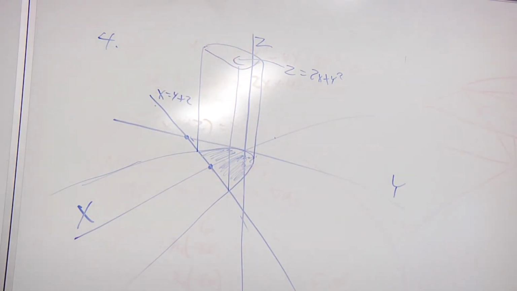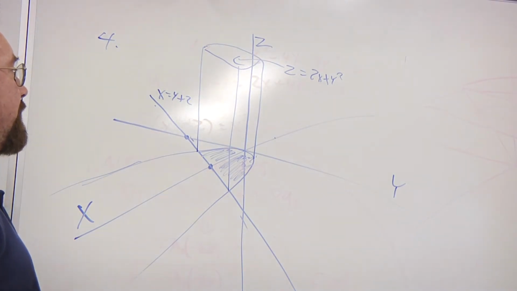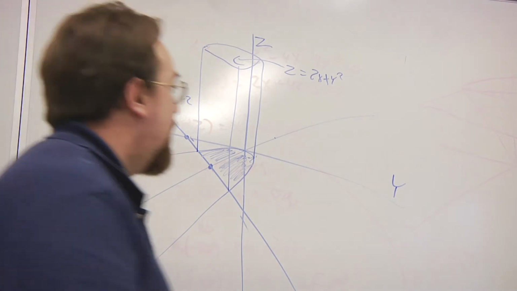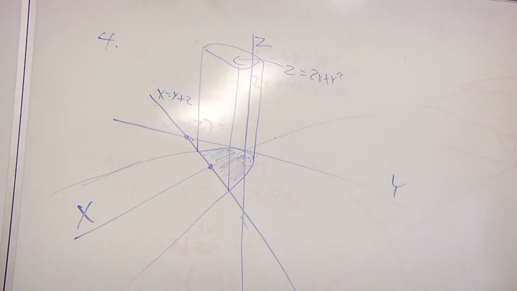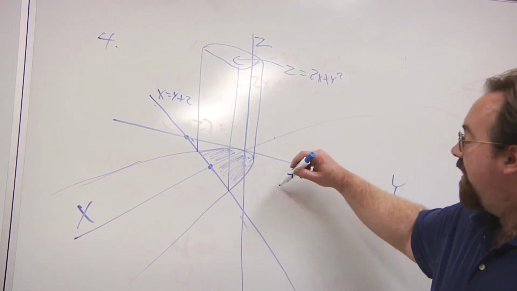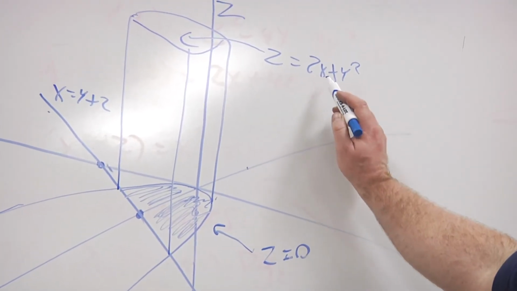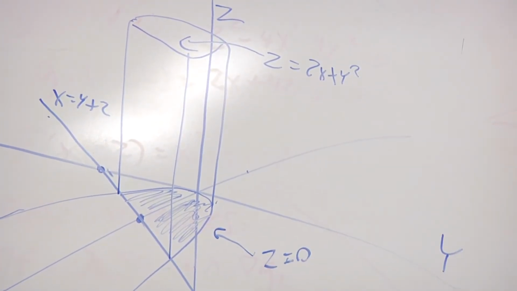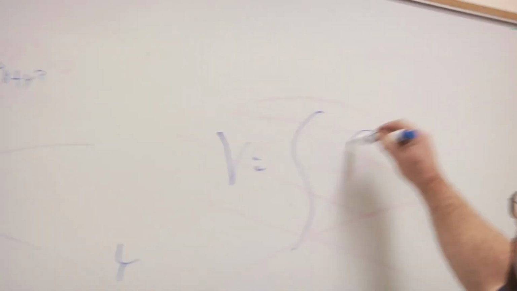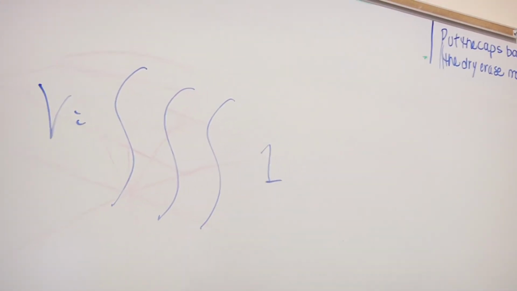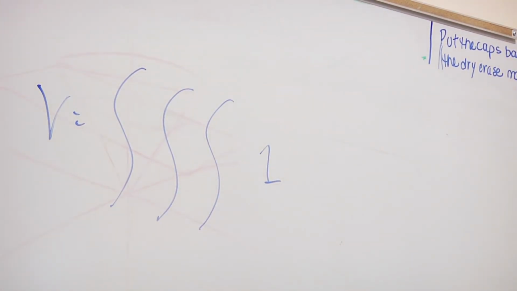All right. So this is all about finding the proper limits. So the base of the solid is in the plane z equals 0. Top of the solid is indicated by this surface. And since you're computing volume, your integrand is just going to be 1. So what remains here is to find the proper limits in terms of x, y, and z.